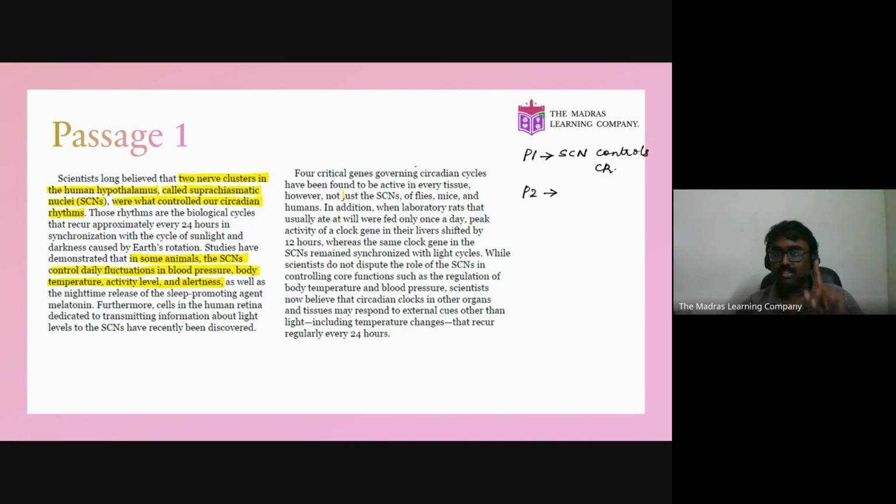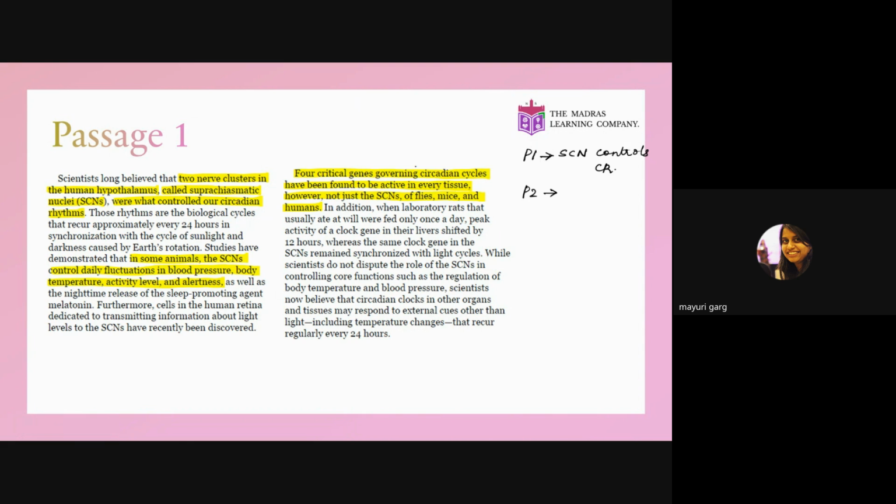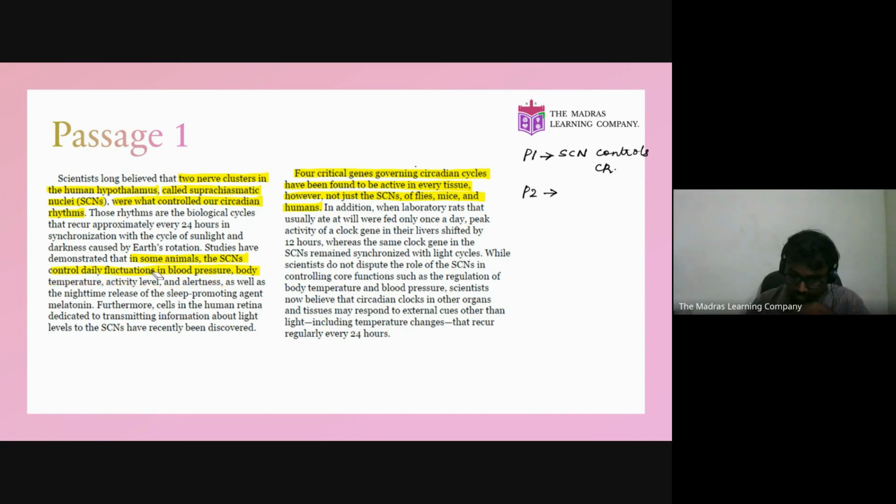Second paragraph, first sentence I have to read. 4 critical genes governing circadian cycles have been found to be active in every tissue. However, not just the SCNs of flies, mice, and humans. Important sentence. What am I able to understand from this, Mayuri? Well, how does it work? Like, what controls circadian rhythm? Correct. Okay. Raj, do you want to add anything to that?